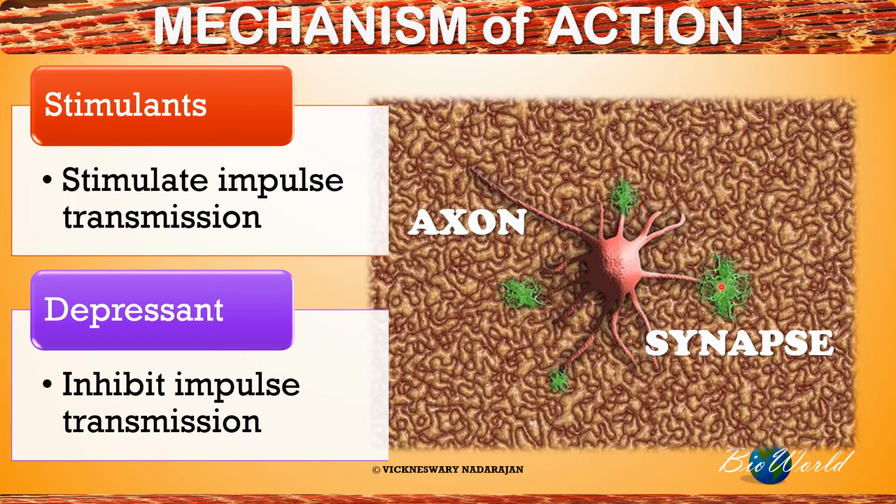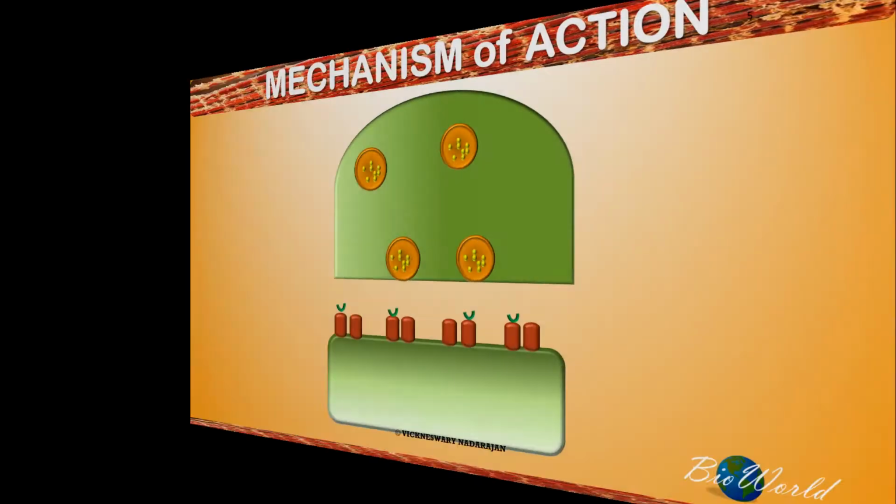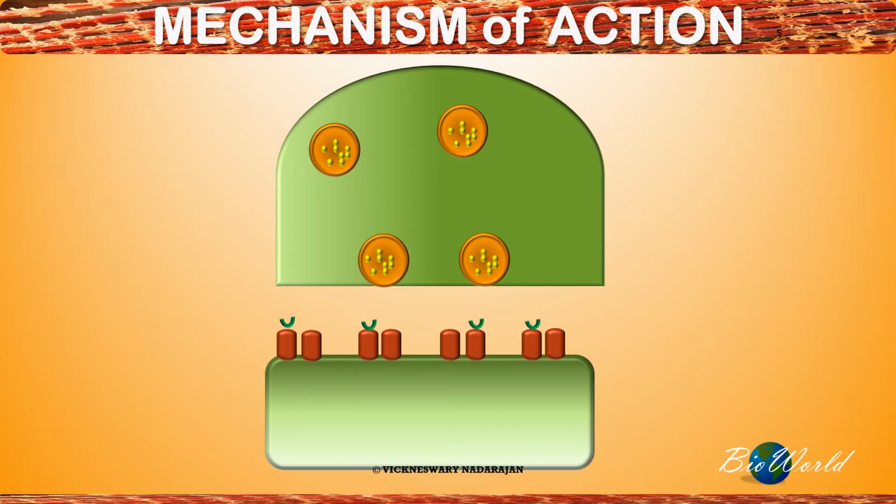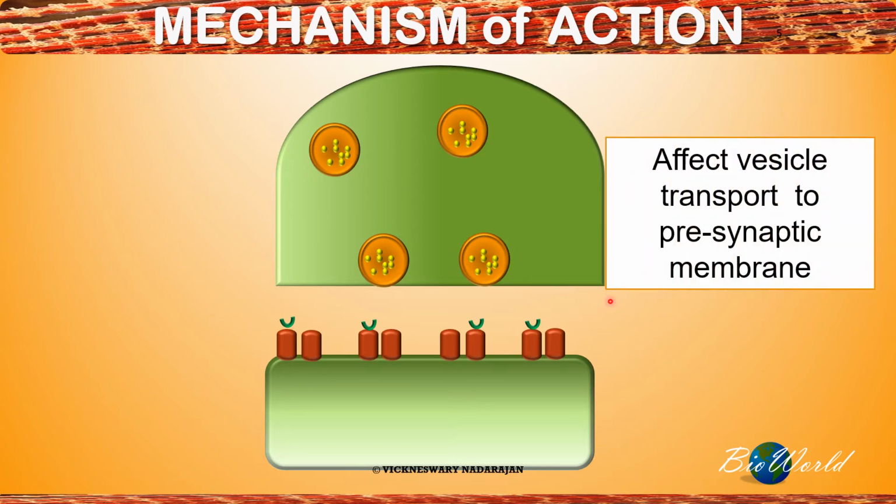So let's look at how the drugs do this, and how some drugs affect the transmission of impulse at the synapse. There are 5 ways. The first way is by affecting the transport of the synaptic vesicles to the presynaptic membrane. So a stimulant will move the synaptic vesicles quickly. A depressant will move it slowly.